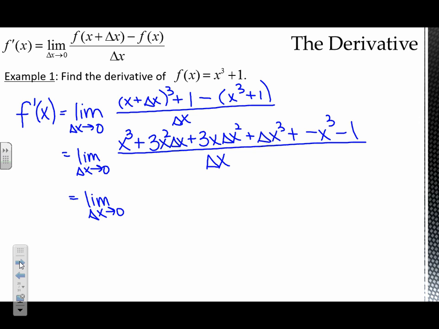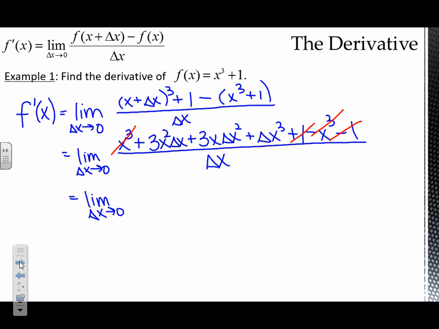What cancels out? The x cubed. Anything else, Cole? Oh, the ones. The ones cancel out. I wrote plus and then I left it blank. Because there's plus 1 and then minus x cubed minus 1. So the ones cancel out.